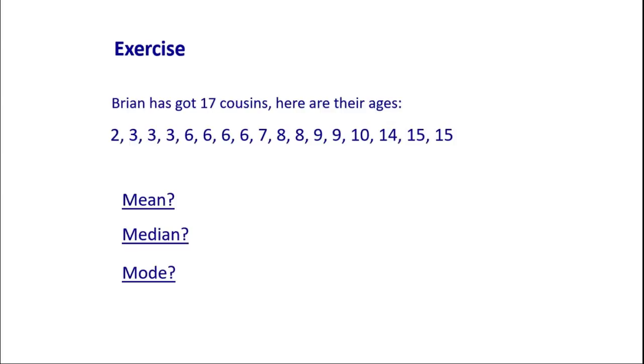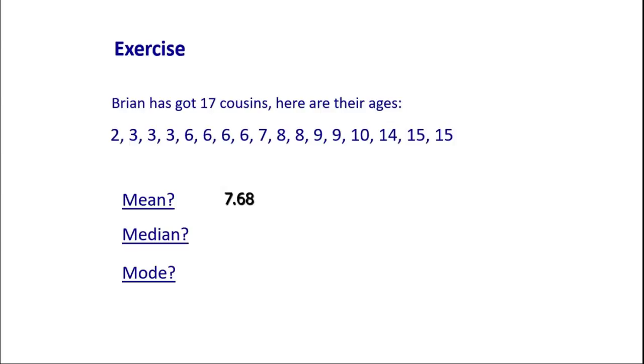I've got 2, 3, 3, 3, 6, 6, 6, 6, 7, 8, 8, 9, 9, 10, 14, 15, 15. Okay, what's the mean? Add them all up, divide by how many you've got, and you get 7.68. What's the median? Okay, 17 cousins. So the midpoint is between the 8th and the 9th, so we get the 8th and the 9th.